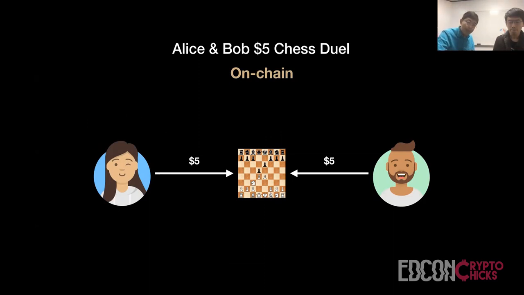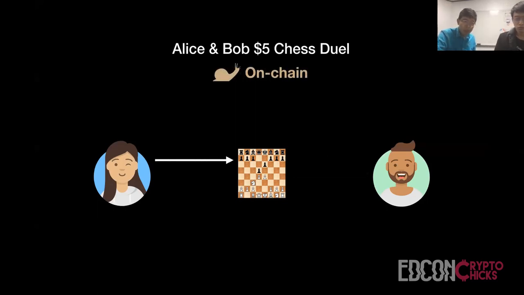Now, enough of the abstract talk. Let me take us back to a very, very concrete example. Let's say Alex and Bob are playing a $5 chess deal on chain, on the blockchain, right? So how are they going to do this? Well, Alex is going to put $5 into the smart contract, which is a chess game smart contract. And Bob is also going to put $5 in the chess smart contract, right? Now, what's going to happen next? Well, okay. Alice makes a move.